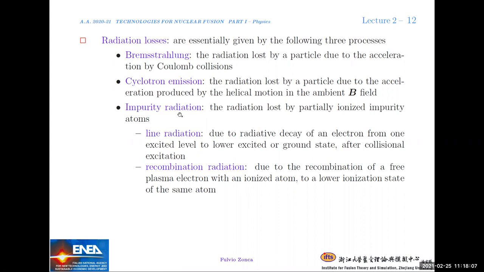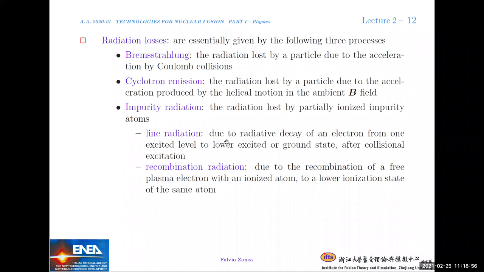Finally, there is another type of radiation, which is not necessarily connected with the acceleration of the particle, but is connected with the fact that inside the plasma, what are present are also partially ionized impurity atoms and not only pure charges. So atoms, as you know, are characterized by different energy levels. And so the transition of electrons between different energy levels can also be seen as an acceleration process. But basically, we know that in this transition, what the particle can emit is radiation corresponding to exactly the energy difference between the atomic levels. So in this case, we have line radiation.